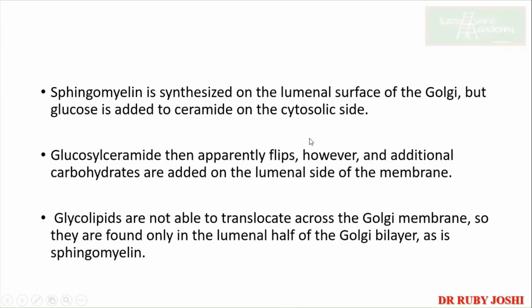So sphingomyelin, they synthesize on the luminal surface of the Golgi, but glucose is added to ceramide on the cytosolic side. Are you getting over here? ये आपका cell हो गया, ये आपका Golgi हो गया, okay? गोल्जी के अंदर की तरफ आपका स्पिंगोमाइलिन बन रहा है, बट जो शुगर ऐड होता है वो आपके इस तरफ ऐड होगा जो आपका साइटोप्लाज्म में प्रेजेंट है, ठीक है। So glucosylceramide then apparently flips. However, additional carbohydrates are added on the luminal side of the membrane. So glycolipids are not able to translocate across the Golgi membrane. So they are found only in the luminal half of the Golgi bilayer, as is sphingomyelin.